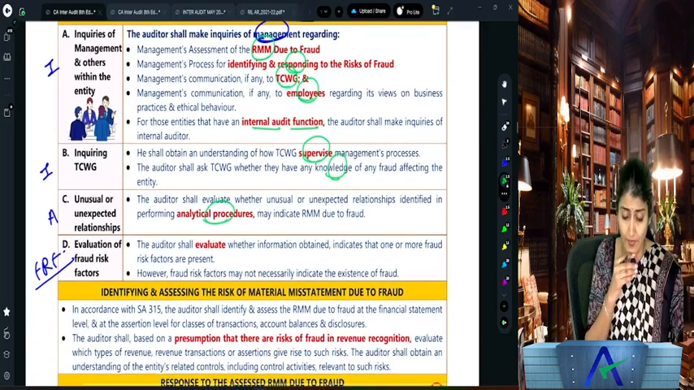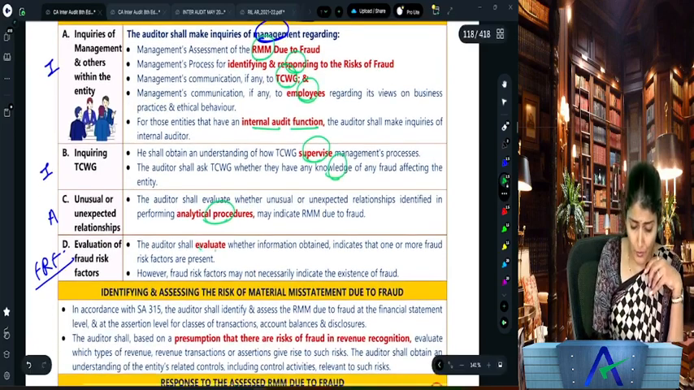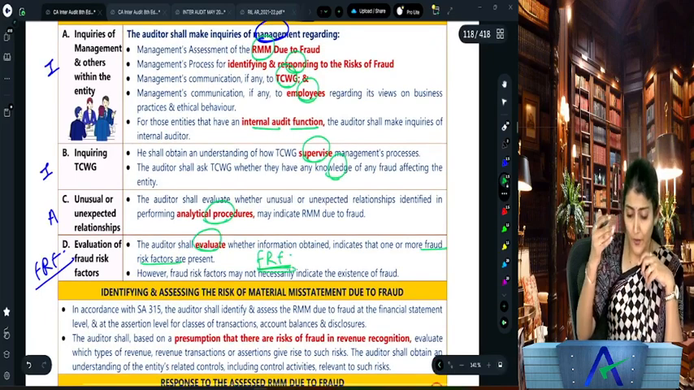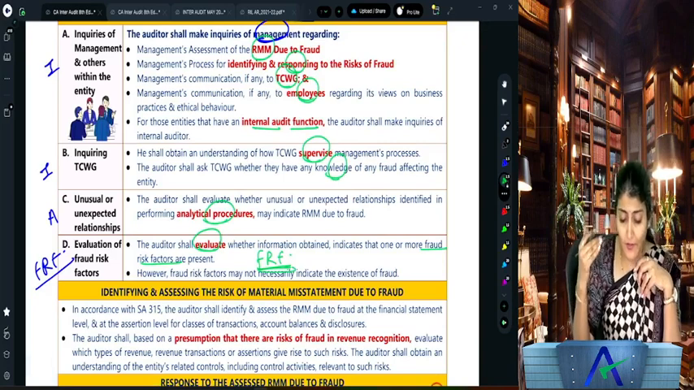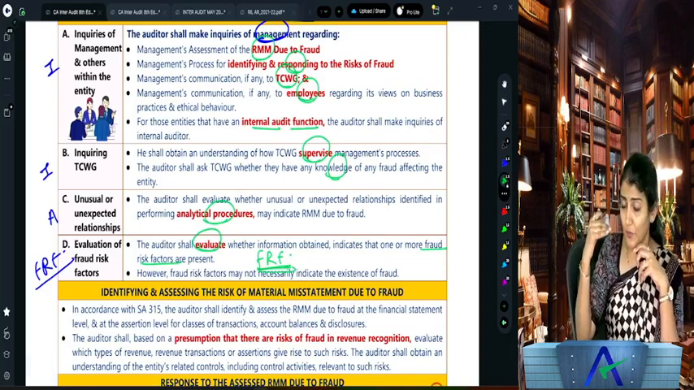analytical procedures. And then you evaluate whether one or more FRF, what is FRF? Fraud risk factors, are they present? One or more fraud risk factors, are they present? Is it clear to all of you?